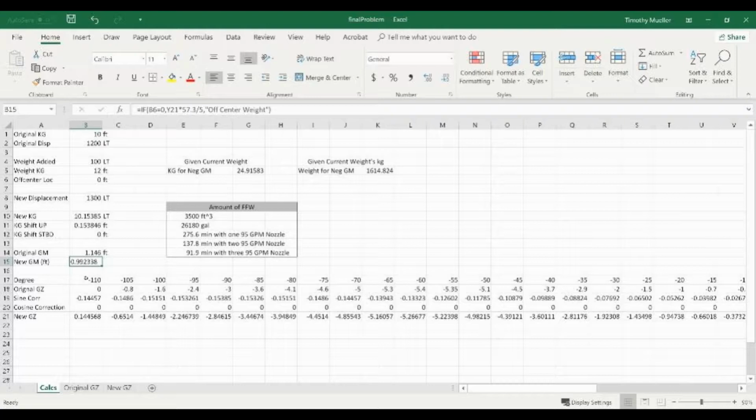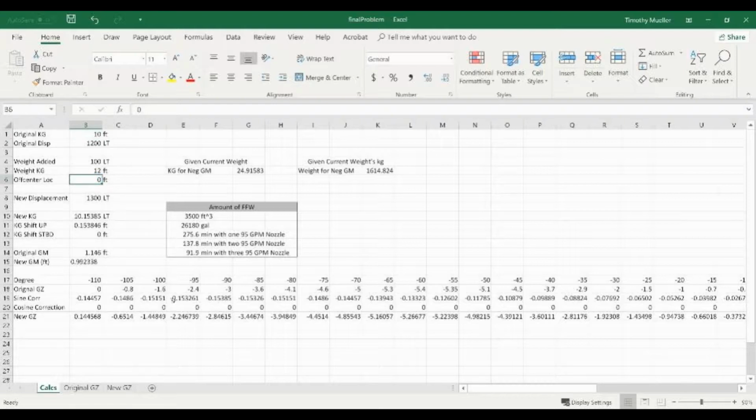Now down here is where I create all the calculations for sine corrections, cosine corrections, and the like. It's going to give us a degree of inclination. Here I just put in fictitious numbers for the original GZ, so the original righting arm curve. The sine correction here would be our KG sine correction, and then the cosine correction would be coming from our off-center location over here.